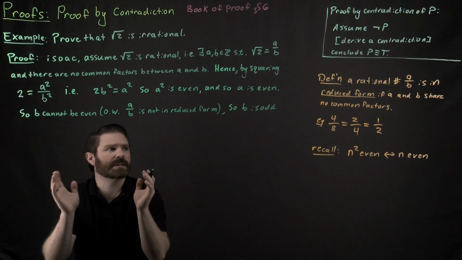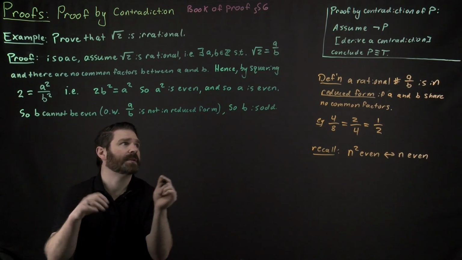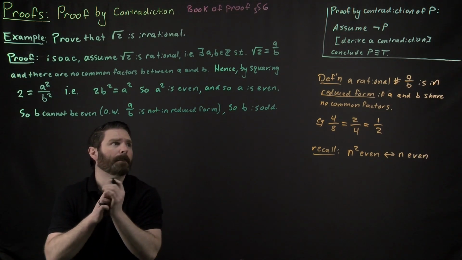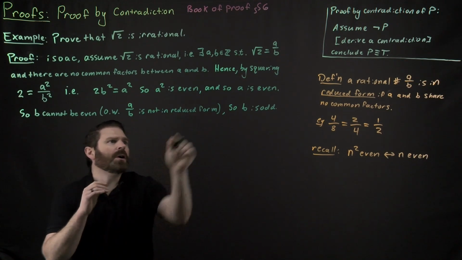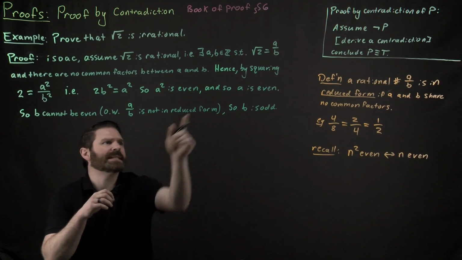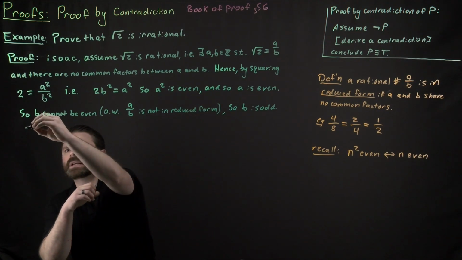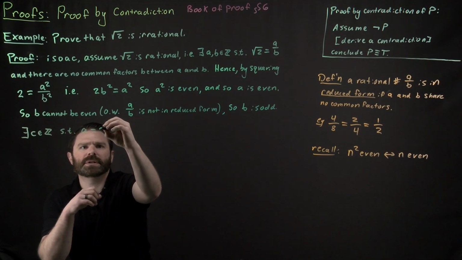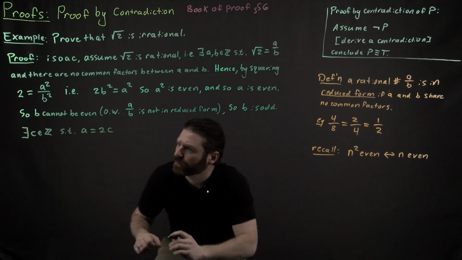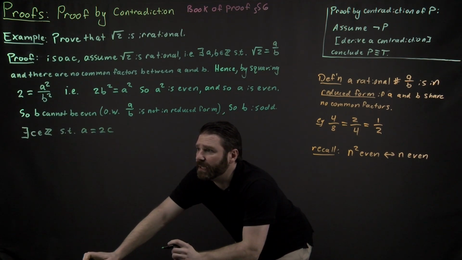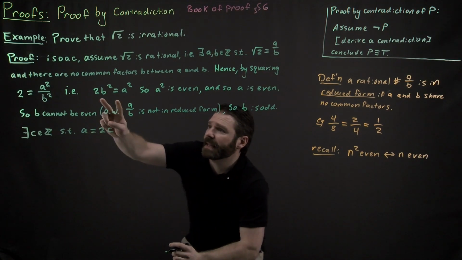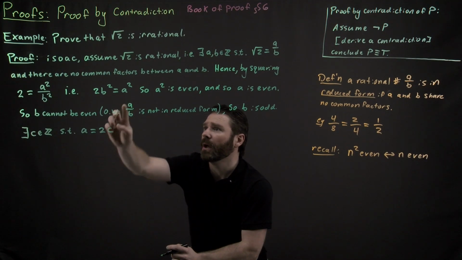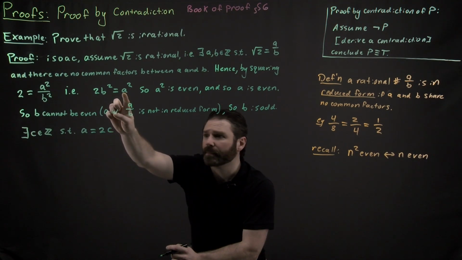So let's go ahead and use this to then try to derive some sort of contradiction, because we're using the proof by contradiction proof technique. Well, I know a is even, so since a is even, that means there exists some c such that a equals 2c. So if a equals 2c, because it's even, I can take this expression that I have and plug in 2c wherever I see my a.